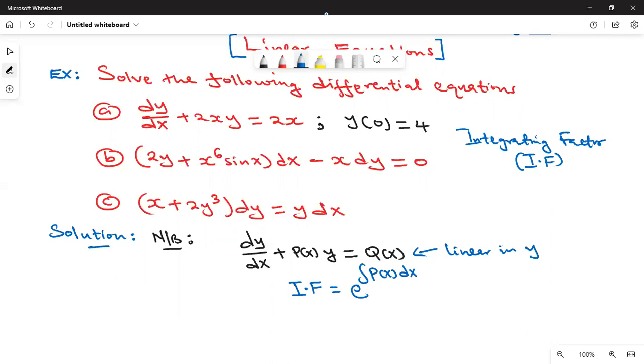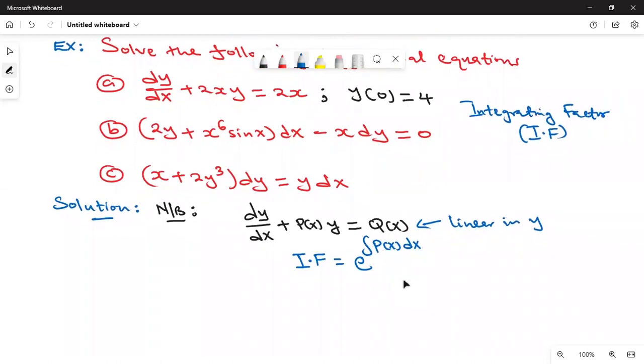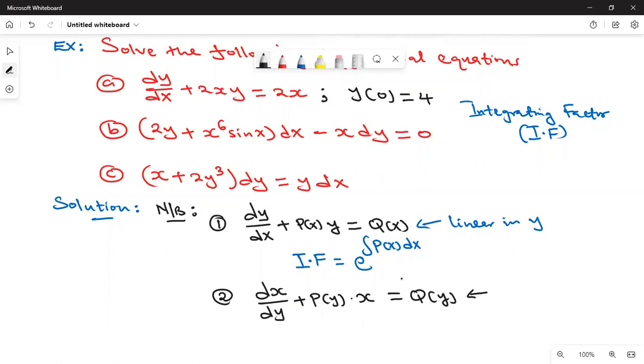So you realize that the one that I've written here is linear in the dependent variable y and independent variable x. You may also have the dependent variable to be any other variable different from y. Let's say where you have the dependent variable to be x instead of y. So another form of a linear ODE, let me write number 2. You could also have dx over dy plus a function p of y times x is equal to another function q of y. Now this is linear, but in the dependent variable x. This is linear in x.